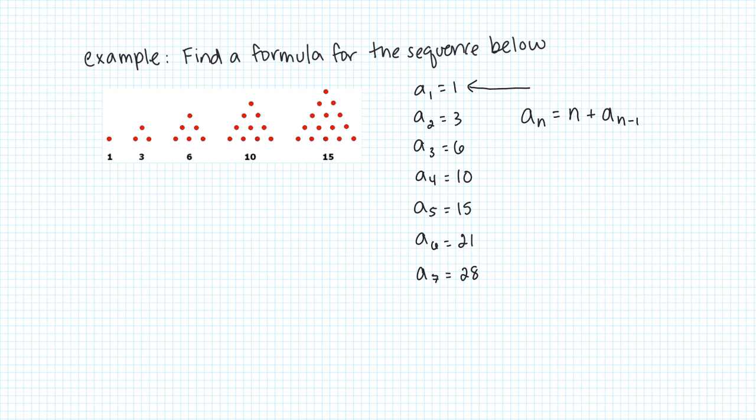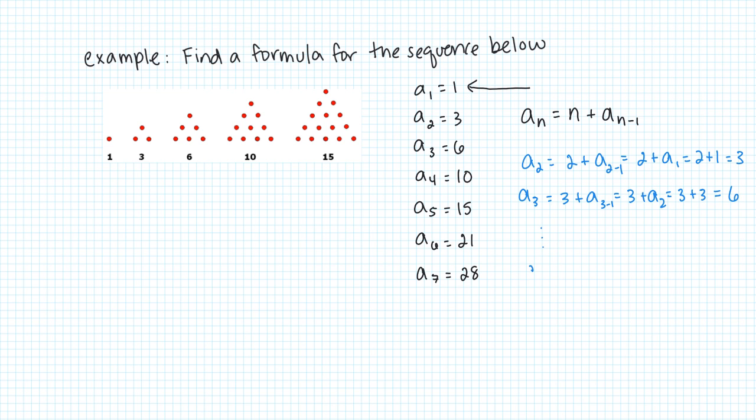So let's make sure that this works, right? So A2 would be 2 plus a sub 2 minus 1, which is really 2 plus the first term, which is 2 plus 1, which gives us 3. A3 would be 3 plus the a sub 3 minus 1 term, which is really the second term. And the second term was 3, and 3 plus 3 gives us 6.